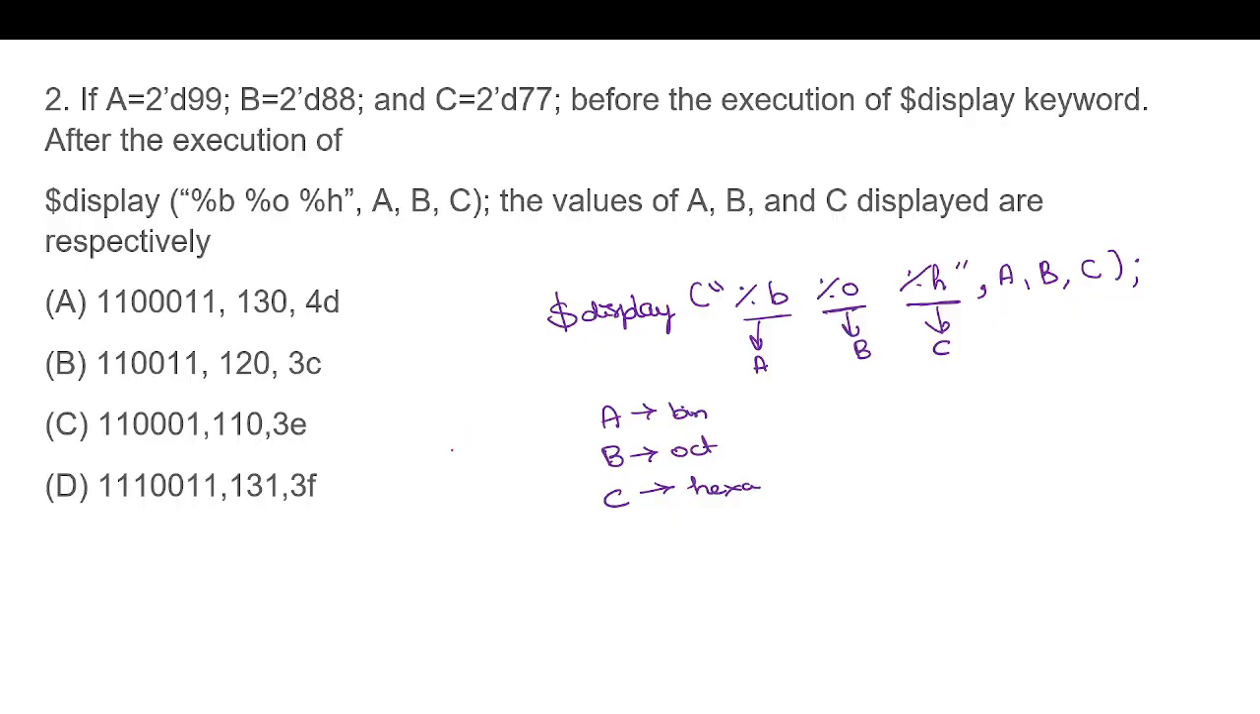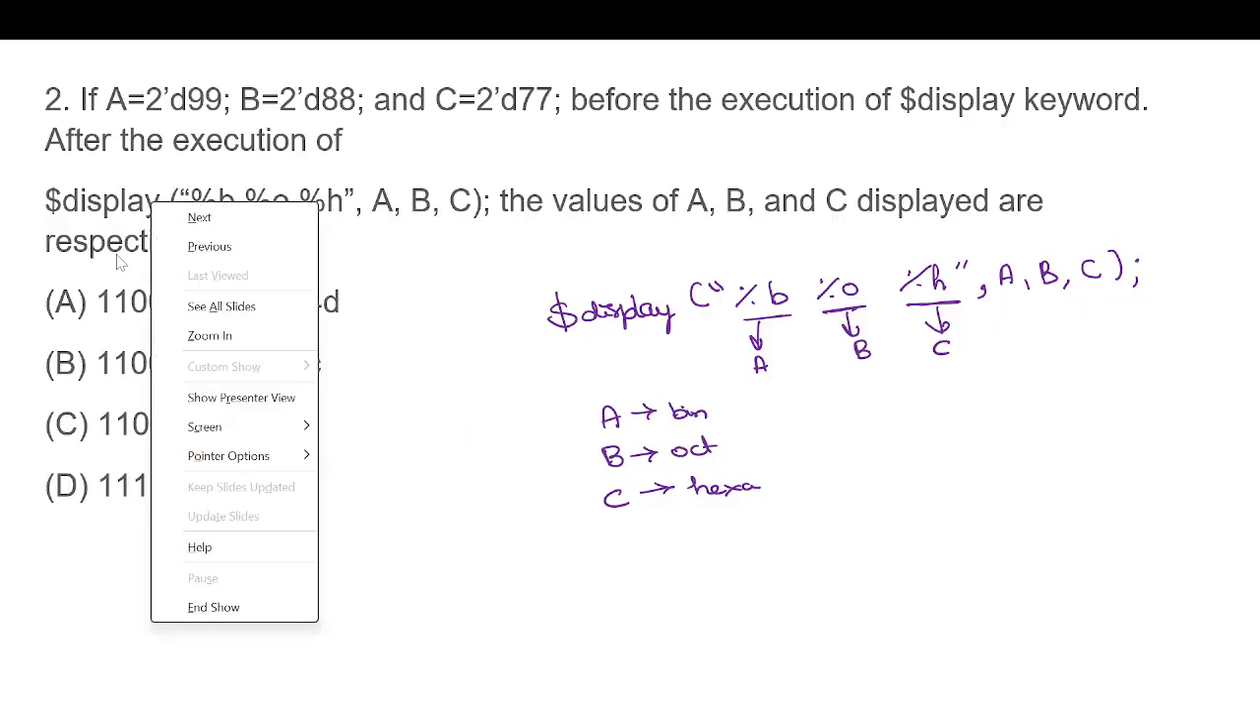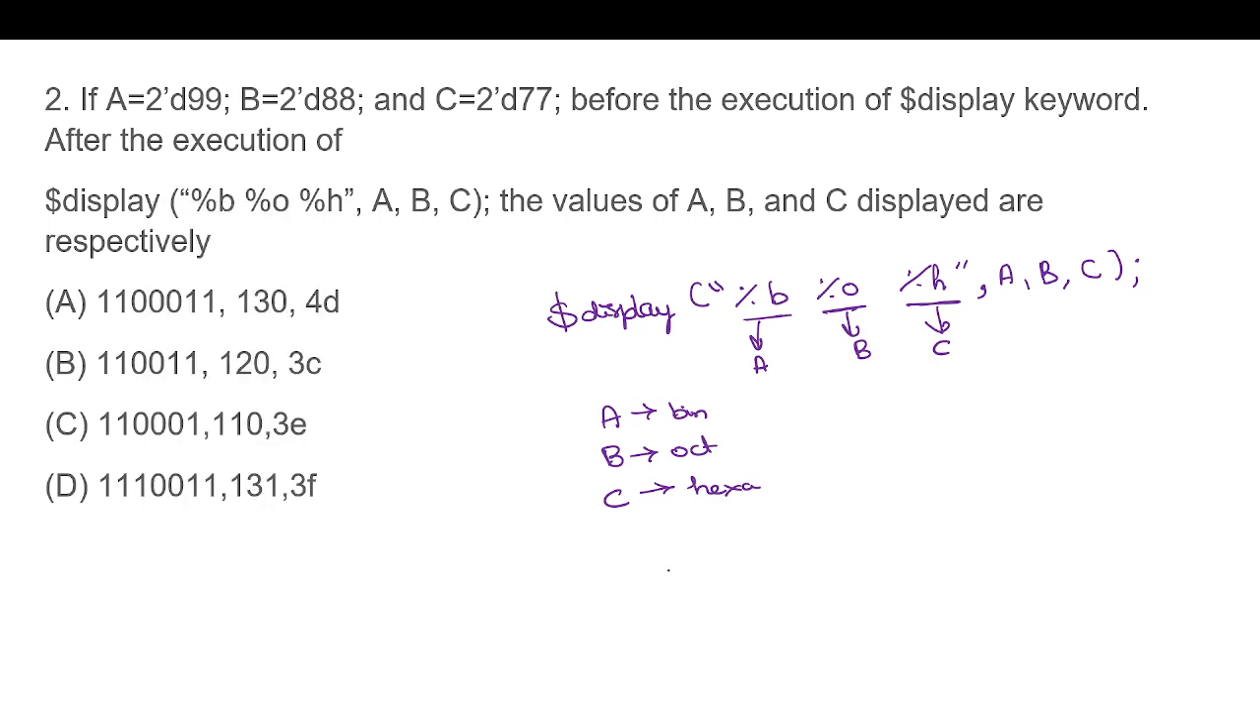So it is 1100011, 130 and 4D, which is option A.